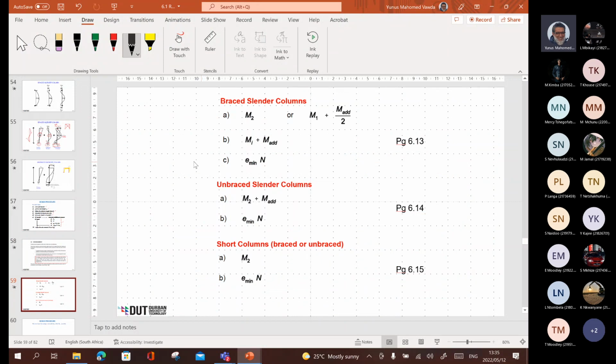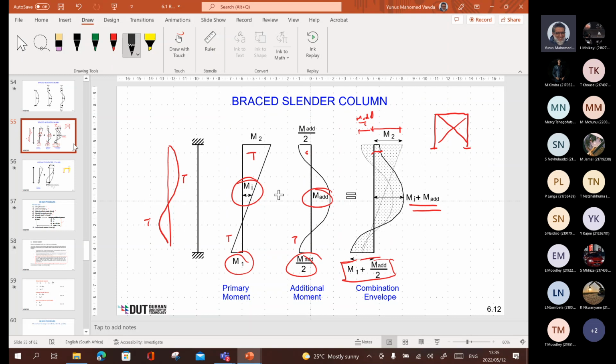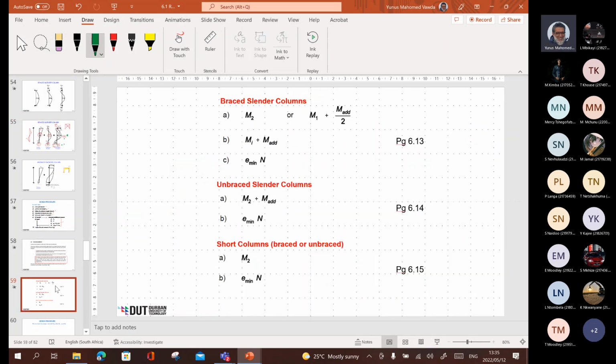And then what's happened here is they put braced columns. These are the options: M2 or M1 plus M add, braced slender. Where's braced slender? There we have it here. So of the options that you've got, you can see this one became smaller, right? So we don't concern ourselves with the top. We concern ourselves with that one and that one, because this became greater, that became greater, but this one became less. So no drama there. It's pretty straightforward.